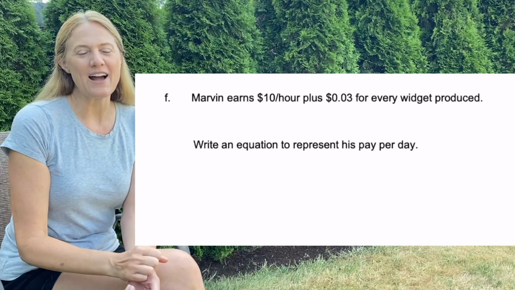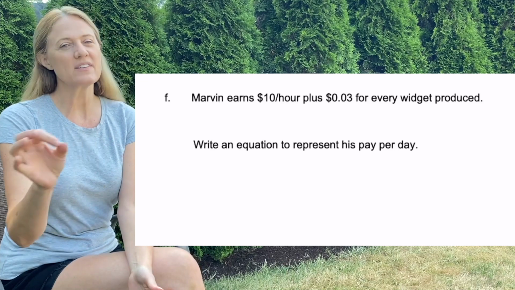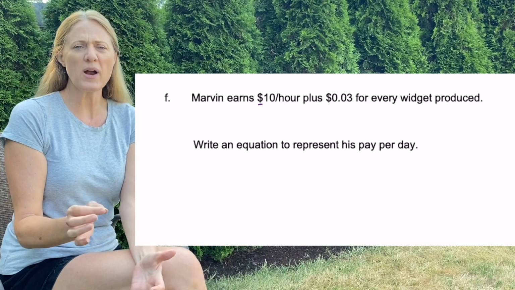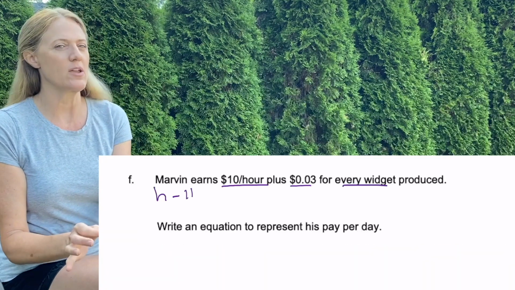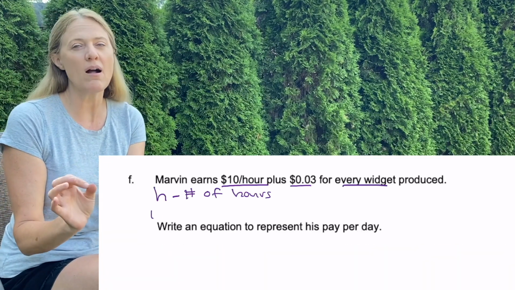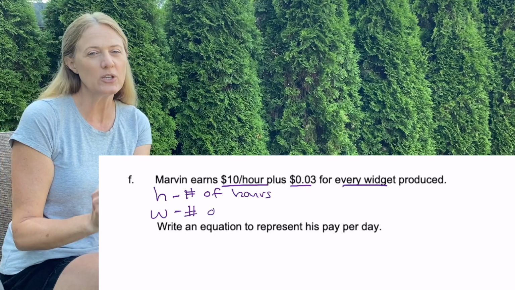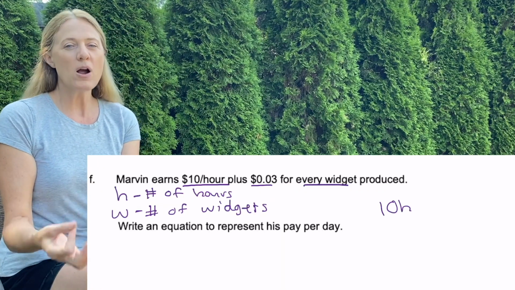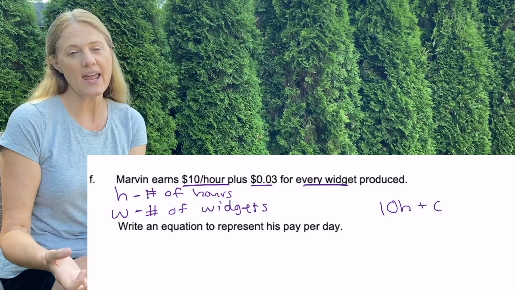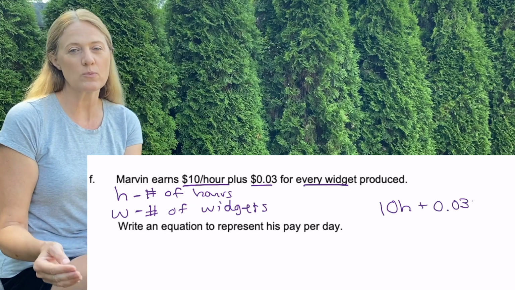We're still writing an algebraic expression, but we're presented with a situation. Marvin earns $10 per hour plus 3 cents per widget produced. So let's define variables. H equals the number of hours worked, and W equals the number of widgets produced. Therefore, Marvin's wage will be 10H plus 0.03W.